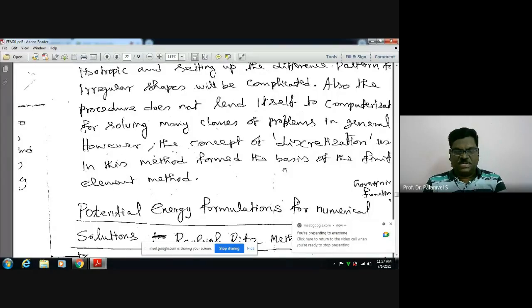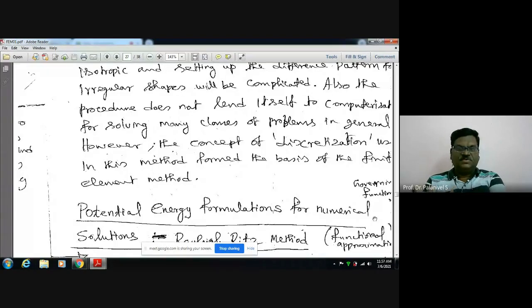Approximate methods, I told you, there are three. One is functional approximation. Next is the finite difference method, then the finite element method. For functional approximation, we use the Rayleigh-Ritz method. Actually, this finite element method uses the best features of the above two methods.